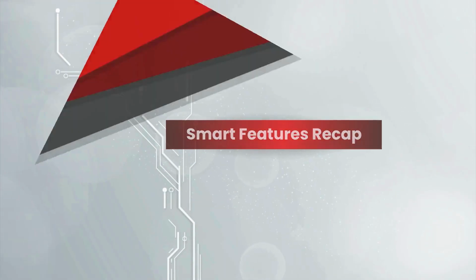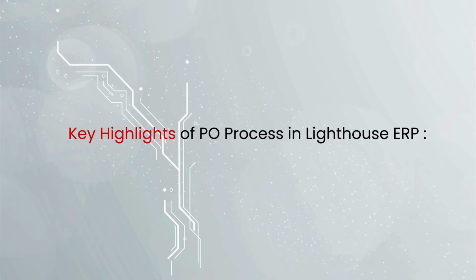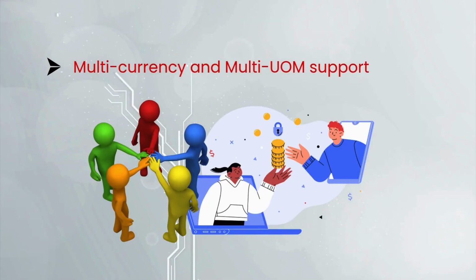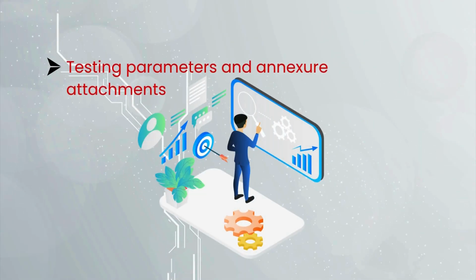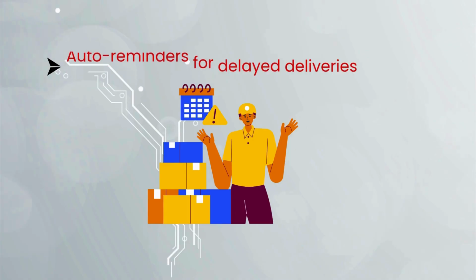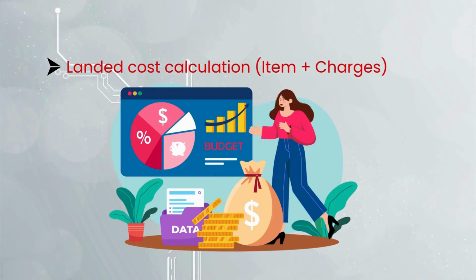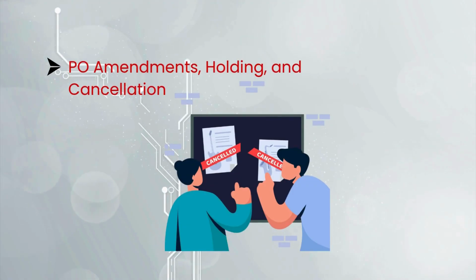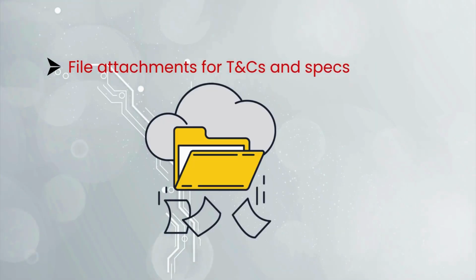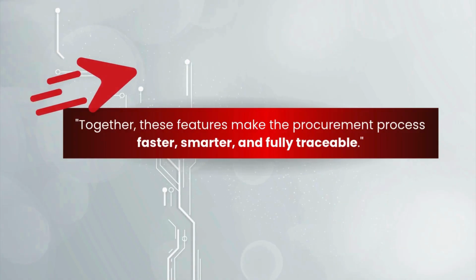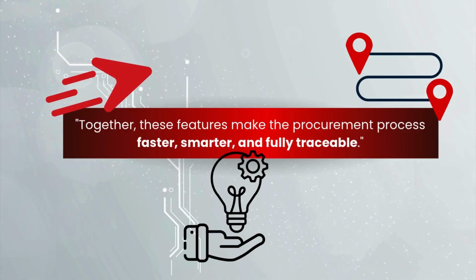Smart features recap. Key highlights of the PO process in Lighthouse ERP: multi-currency and multi-UOM support, testing parameters and annexure attachments, auto reminders for delayed deliveries, landed cost calculation for items and charges, split delivery schedule facility, PO amendments, holding and cancellation, file attachments for TNCs and specs. Together, these features make the procurement process faster, smarter, and fully traceable.